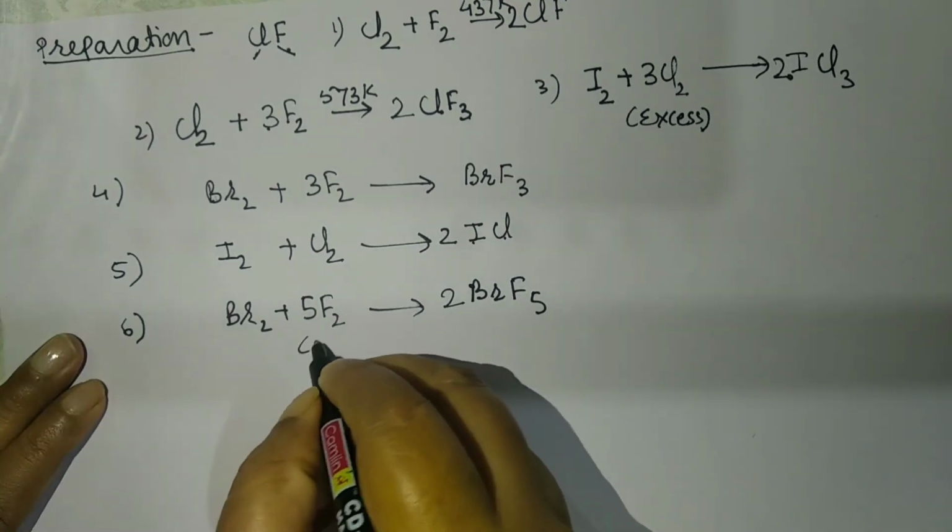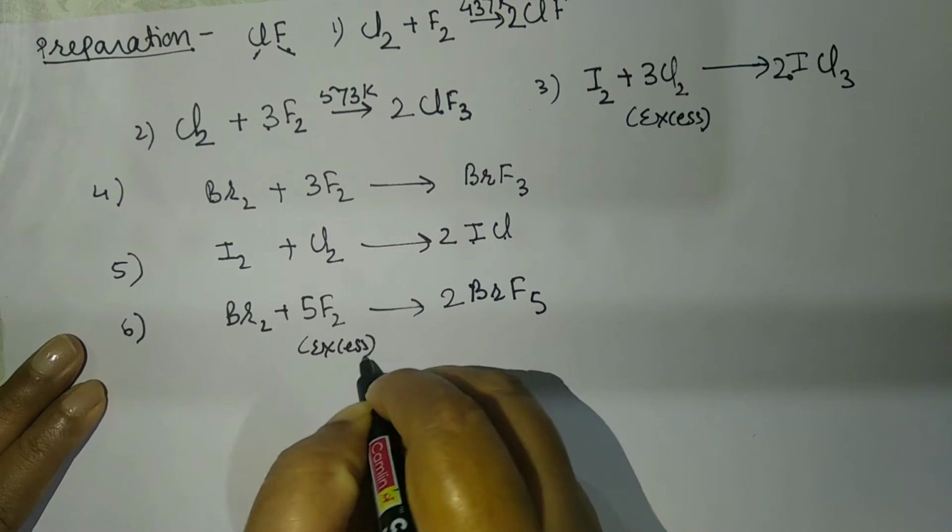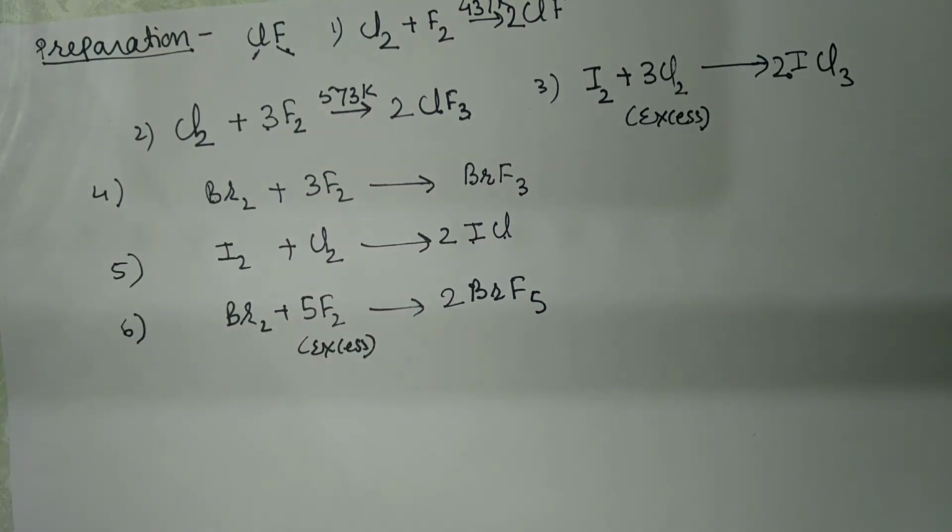One of the components you have to take in excess, because you know one of the reactants is limited and the other reactant is in excess. So this is how you write the formation reactions of interhalogen compounds. There are various ways to form interhalogen compounds. Some interhalogen compound reacts with halogen to give a higher interhalogen compound. So that type of reaction you also have.